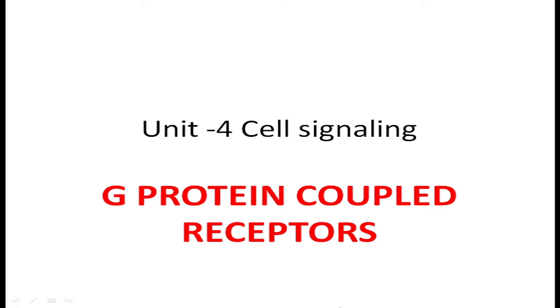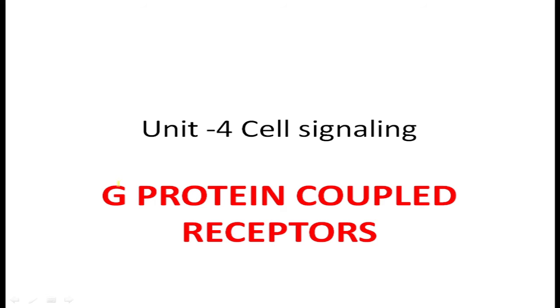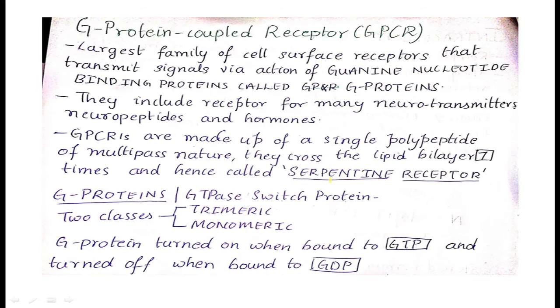Okay, so what are GPCRs? They are receptors which are coupled to a protein called G protein. That is a basic understanding of this. They are the largest family of cell surface receptors that transmit signals via the action of guanine nucleotide binding protein called G protein. So this G here stands for guanine nucleotide binding protein. That means these G proteins are able to bind to either GTP or GDP.